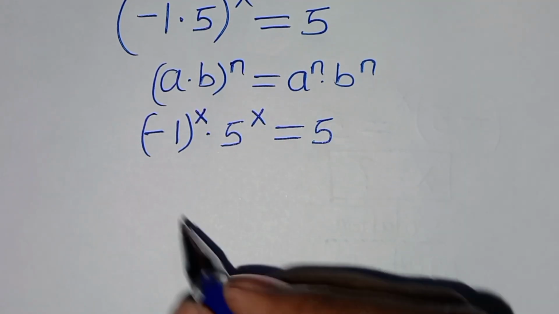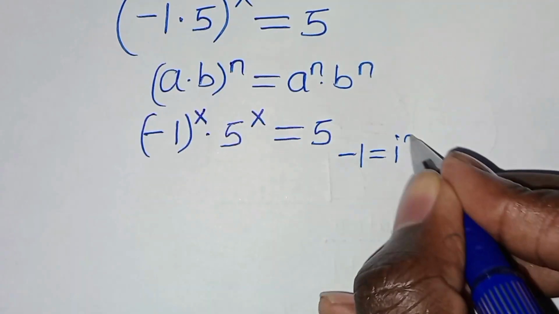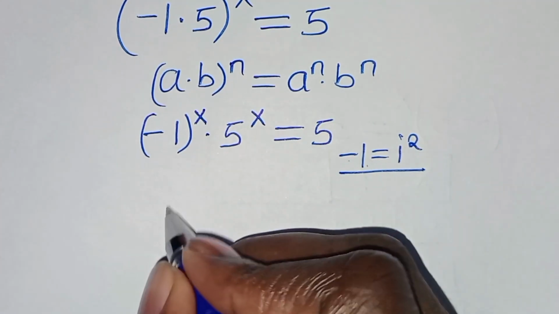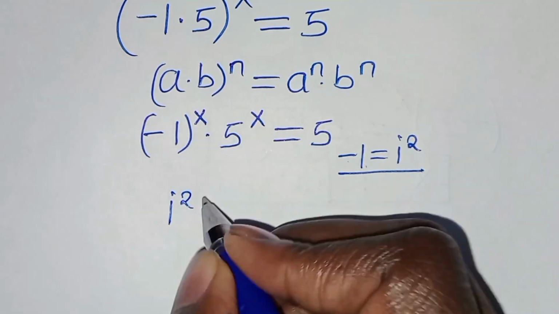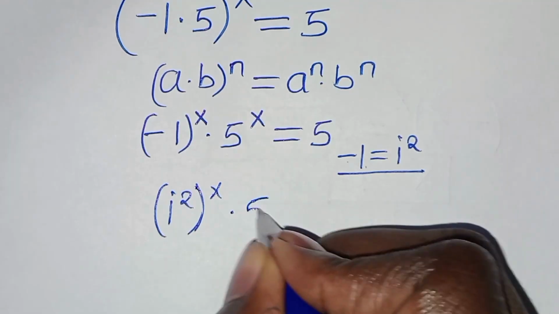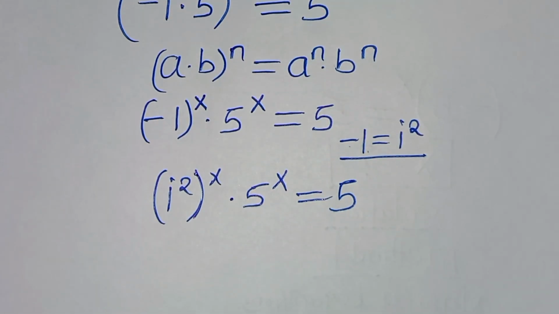So the next step from here, we can express minus 1. This is the same thing as i squared. So let's substitute minus 1 with i squared. So here we have i squared raised to power x multiplied by 5 to the power of x. This is equal to 5.